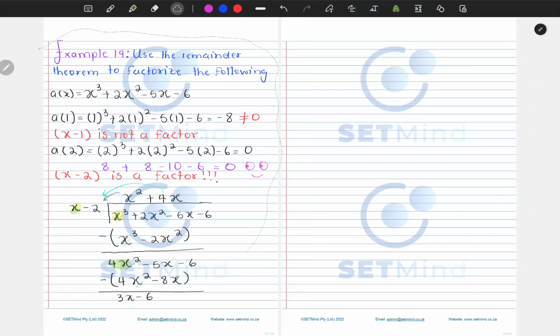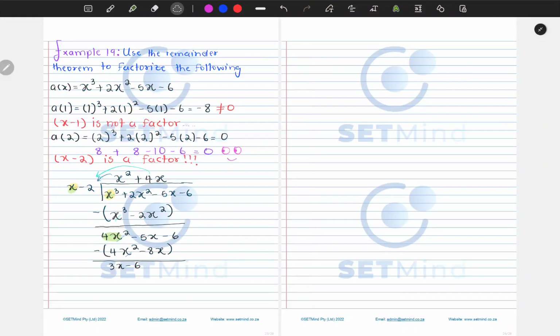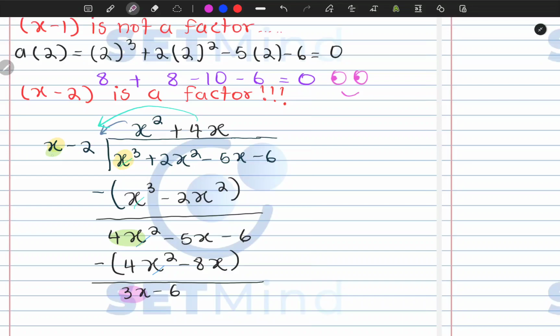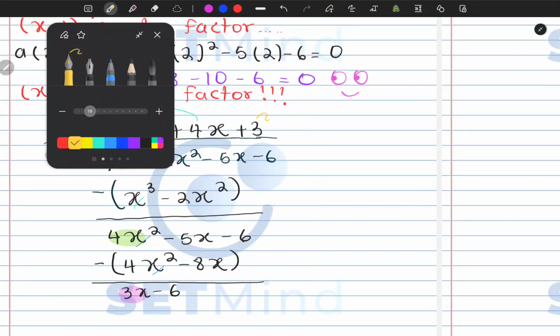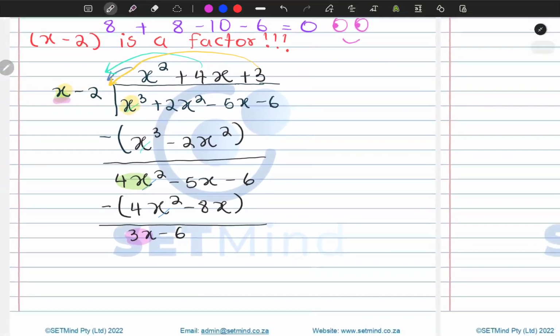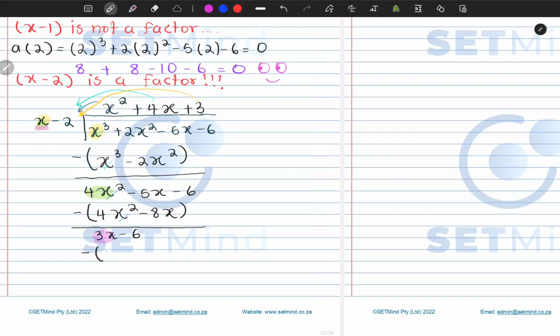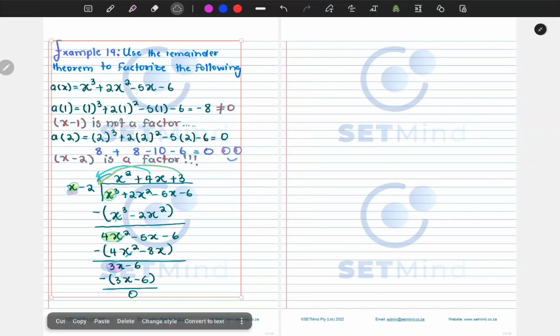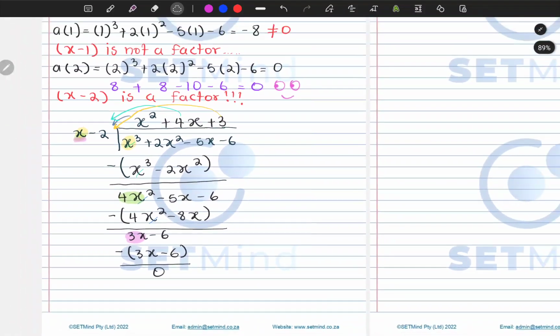So let's create some space here and try and wrap this up on this page. So we can go ahead and divide once again. So we need to take the 3x and divide it by x. And if you look carefully, the answer will simply be 3. Then we take that 3, we multiply by it there. And when we multiply by the 3 there, you will see that we'll have 3x minus 6. And finally, we get 0 and we stop once we get 0, because our answer has been completed essentially. So we can now go ahead and just write our answer.